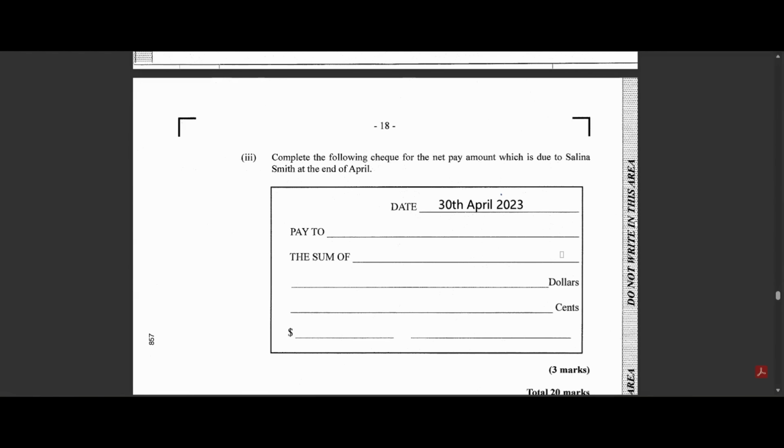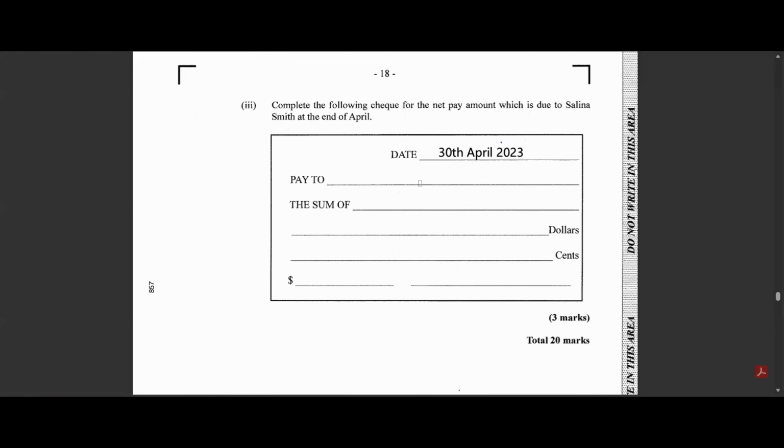Let's move on to the other part. Now, part 3. Complete the following check for the net pay amount, which is due to Selena Smith at the end of April. So, guys, we have a blank check here that we need to prepare. Date, 30th April 2023. Paid to, well, the person that this check is being paid to is Selena Smith. So let's put in her name here.